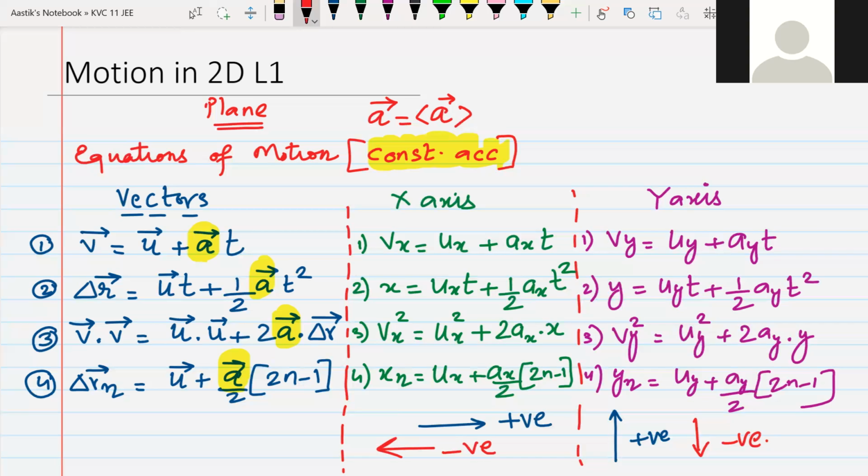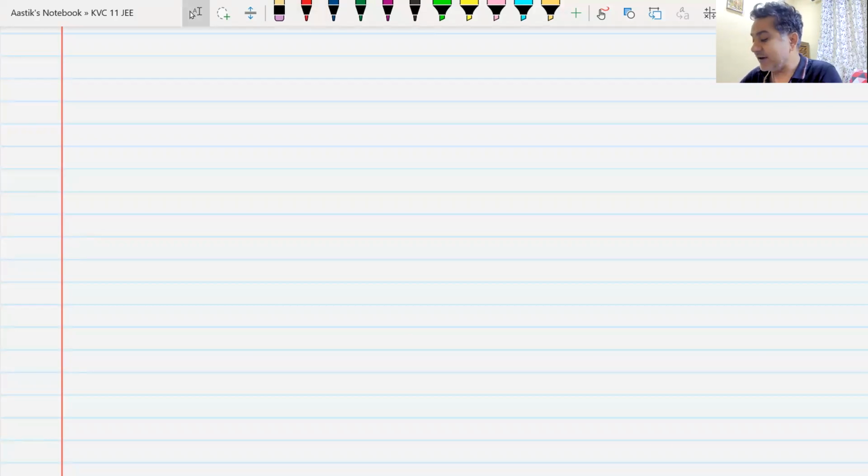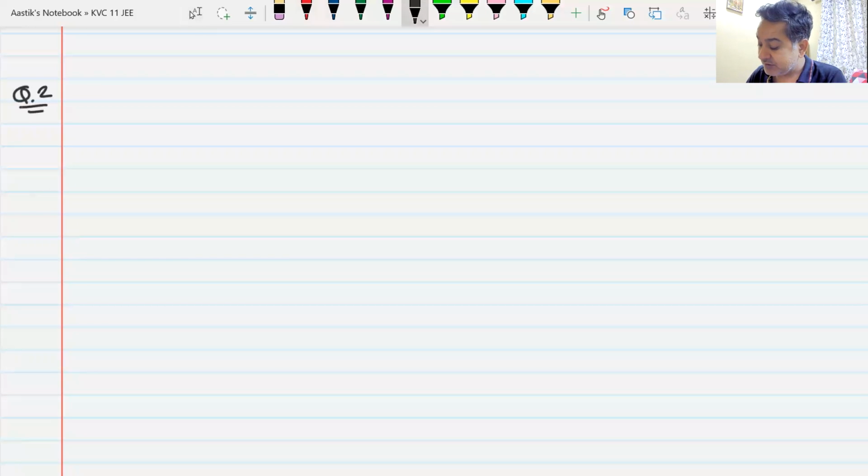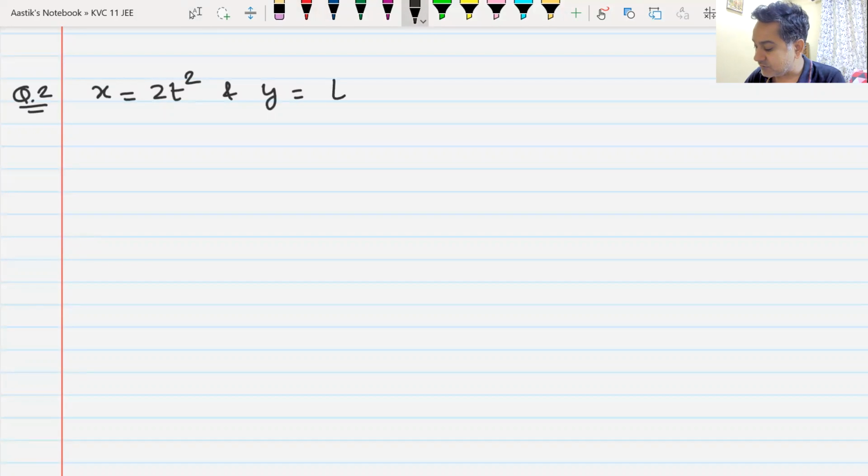Anyone got this? Okay. Moving ahead, I'll just frame a question and let us see if you can handle this. The x coordinate of a particle is given as 2t square, and the y coordinate of the particle is given as t cube. You have to find, I hope you understand the meaning of symbols, V vector, A vector, S.